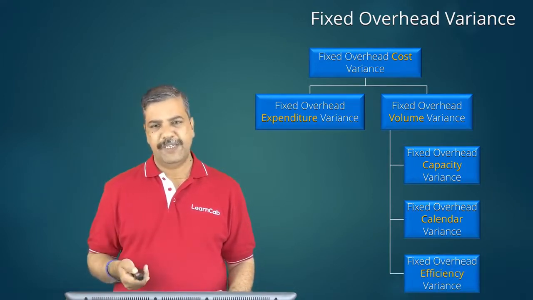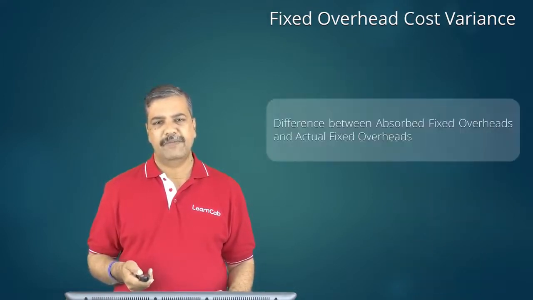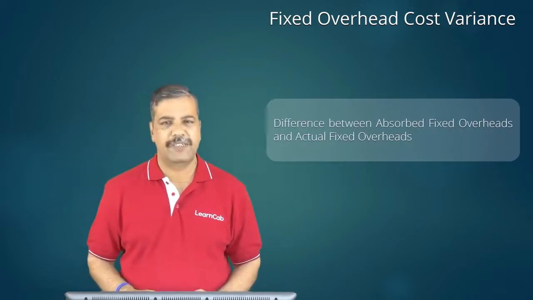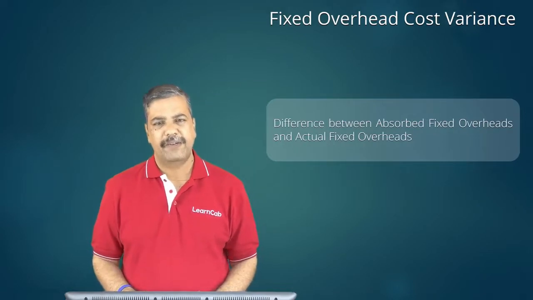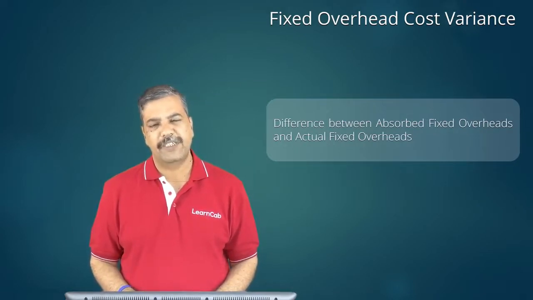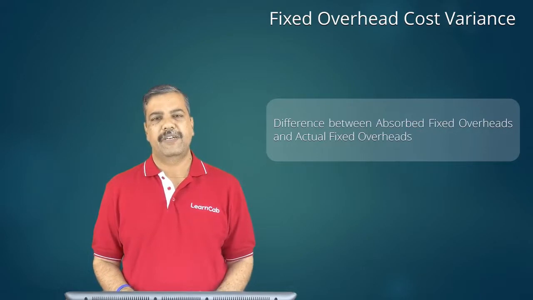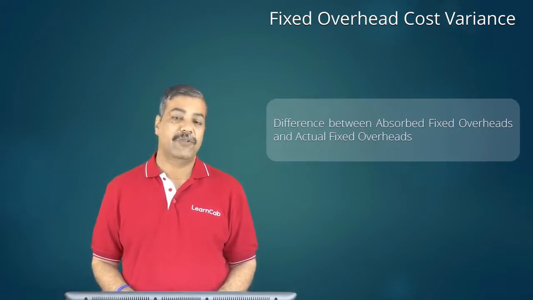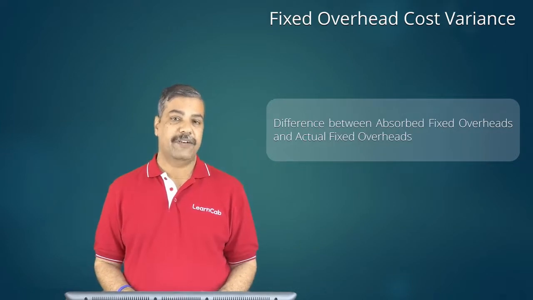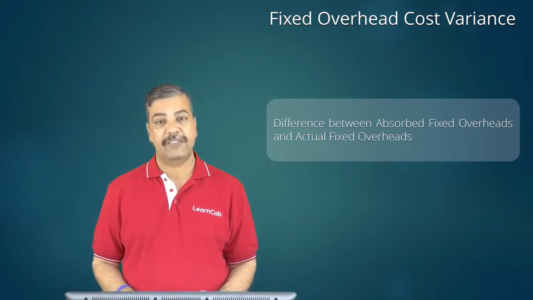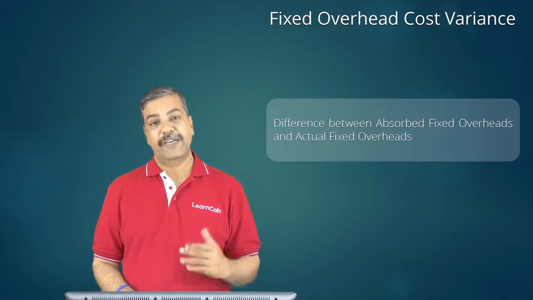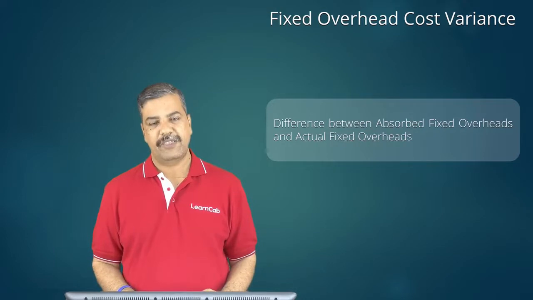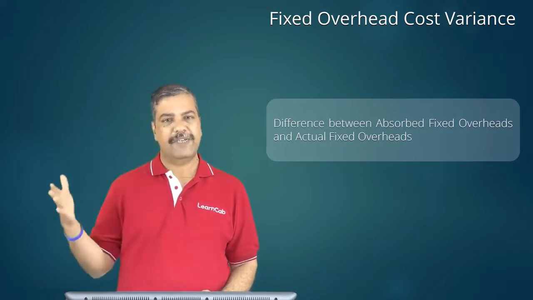Then of course efficiency variance will be there. Let us see what this is: the difference between absorbed fixed overheads and actual fixed overheads. If you remember, when I was talking about the first part of my explanation on standard costing, I told you there are two important things we need to remember in costing. First is initial cost, and the next one is recovery cost. Costing goes by this principle: initial costing, then recovery costing.